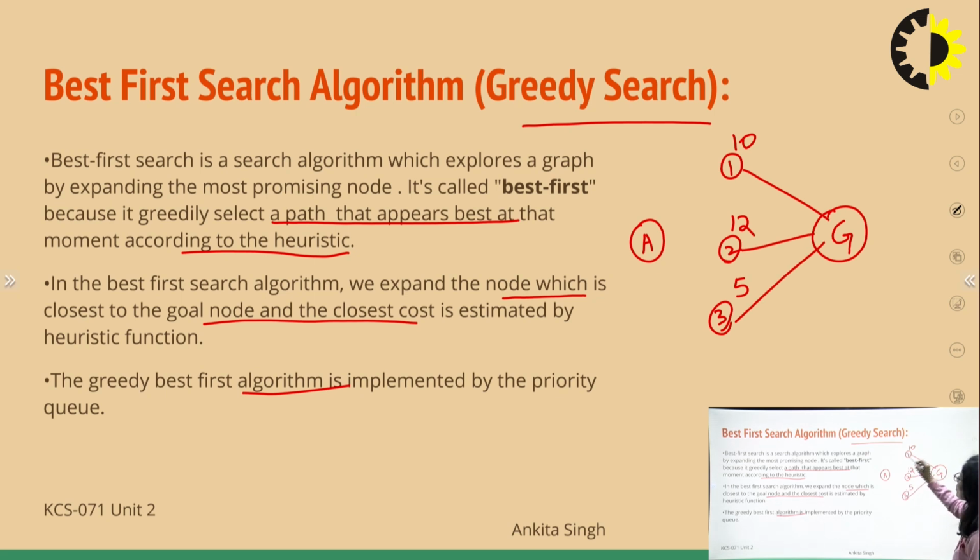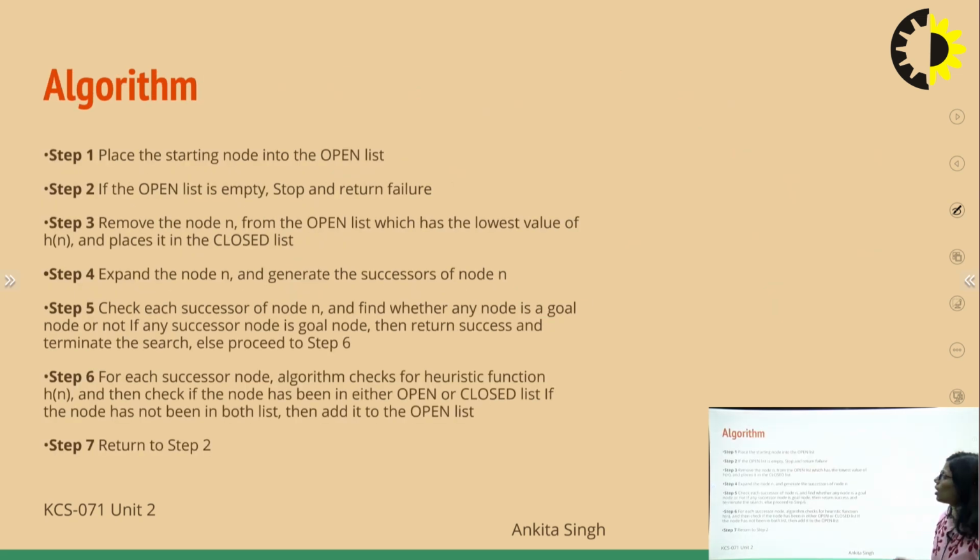So if A goes to node 1, it can reach the goal with a cost of 10. Here h of n will be 10, right? Now if A moves to node 2, node 2 will help reach the goal node with a cost of 12. So here h of n will be 12. Now if A chooses node 3, it will reach the goal node with a cost of 5. So this is what is called h of n, and this is how we decide the path in the best first algorithm. Now what is the algorithm?